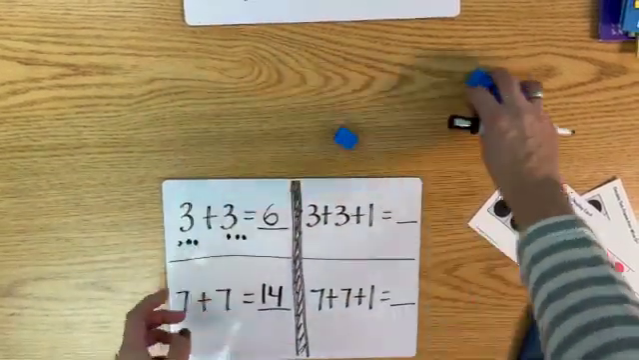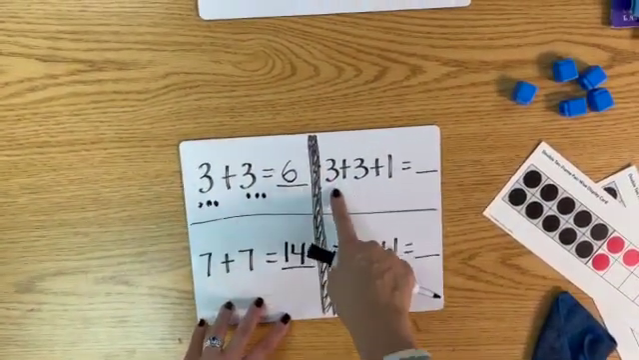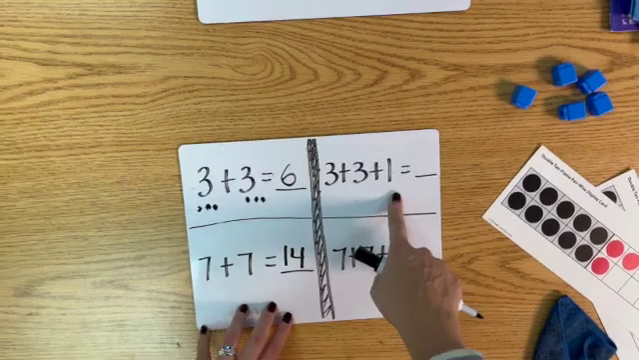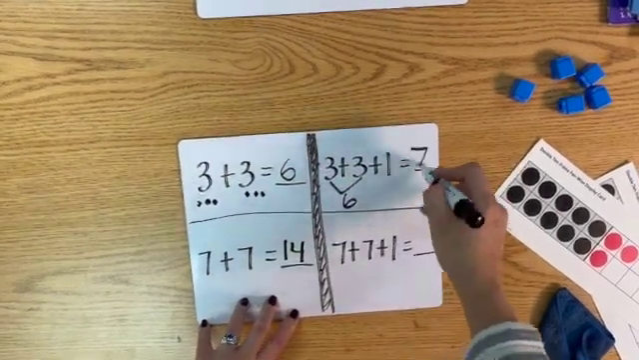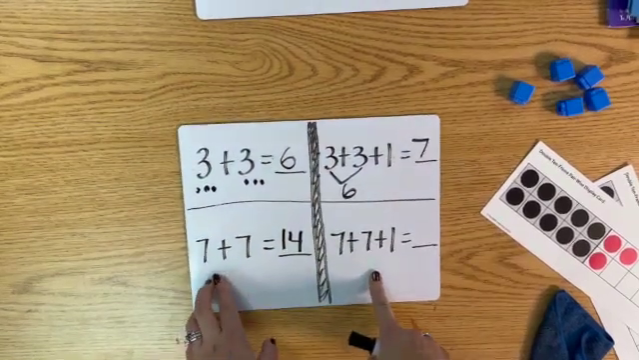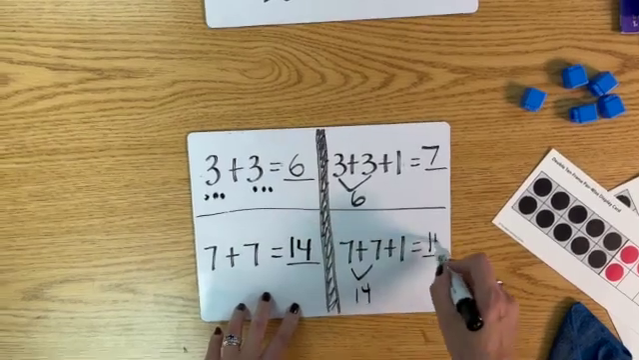And if I were to make the connections to the equations I just said before, 3 plus 3 is 6, 3 plus 3 plus 1 would be doubles plus 1. So 3 plus 3 is 6, plus 1 more is 7. Same thing down here, 7 plus 7 is 14, plus 1 more is 15.